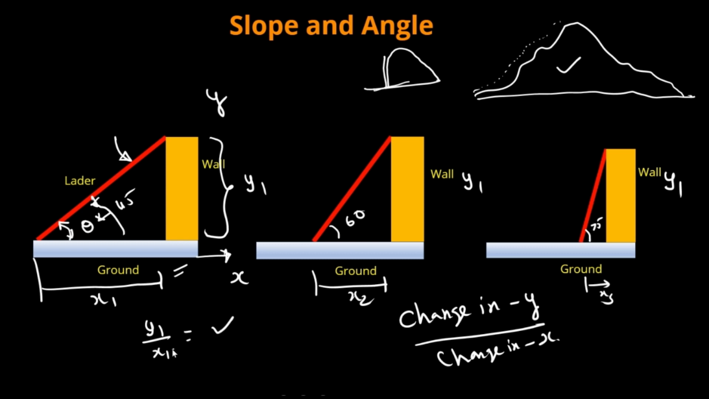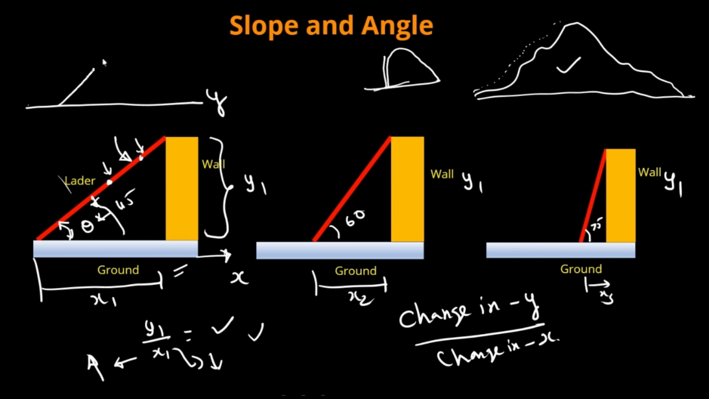Whenever x is smaller, this ratio becomes higher. That means it has a higher slope, a steeper slope. And when x is higher, it is a very slanted way, with a lower slope or a lower angle. That is how we define the slope of the line.